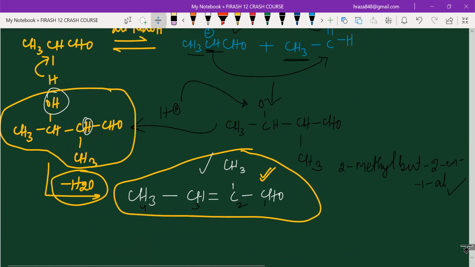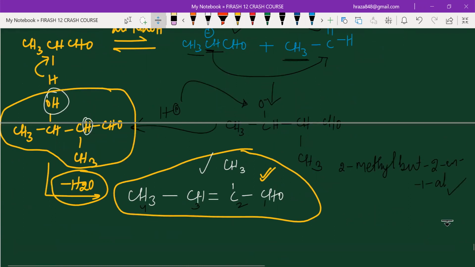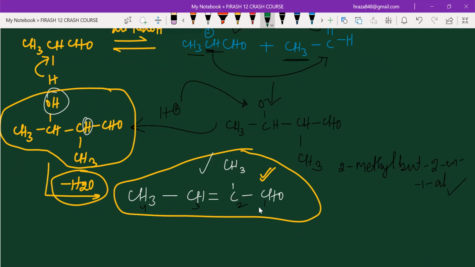Yeah, that's what I was talking about. Pentenal, other product. Pentenal. No, not this one, the other one. Oh, I was talking about this. Yeah, this is 2-methylbut-2-enal. Okay, so are you done with this? Can I change the slide? Yeah, I wrote.